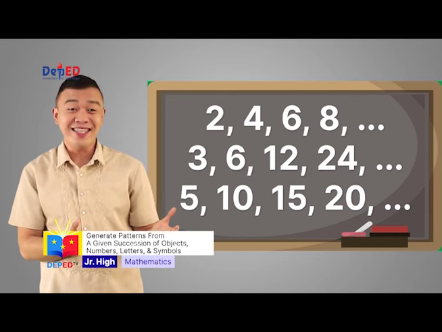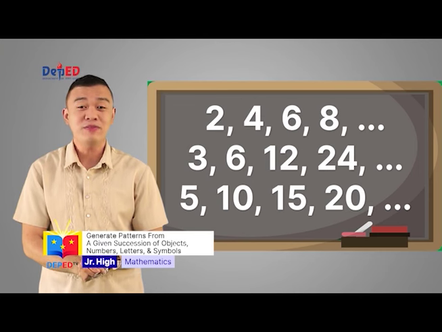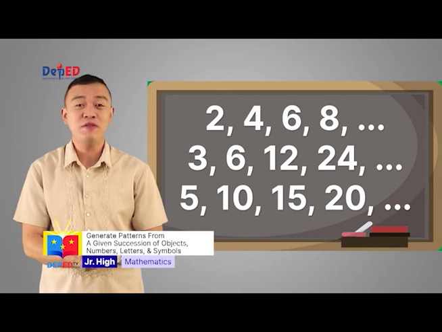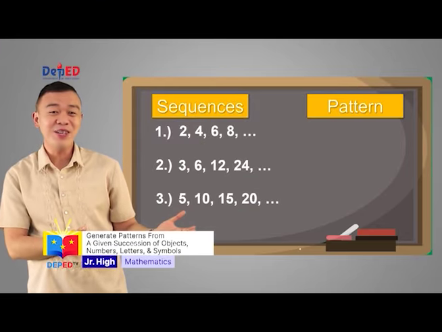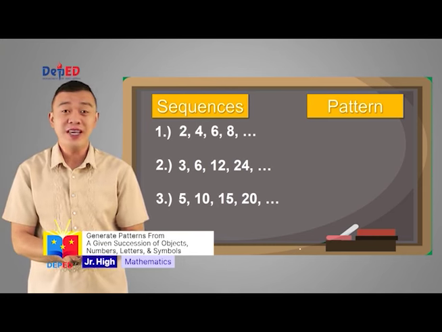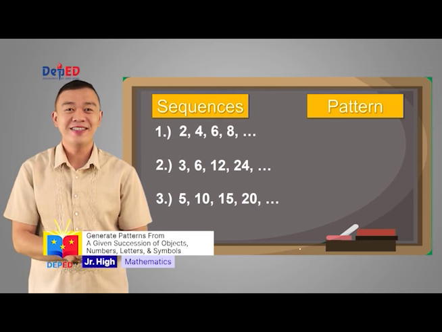Look at the following sequences. Can you see the specific pattern they follow? Let us try to give emphasis on the differences you observed while we undergo illustrating an arithmetic sequence. Again, look at the following sequences. What is the pattern you observed in each sequence? Let's start with sequence number 1: 2, 4, 6, 8, and so on. What is the pattern you observed?